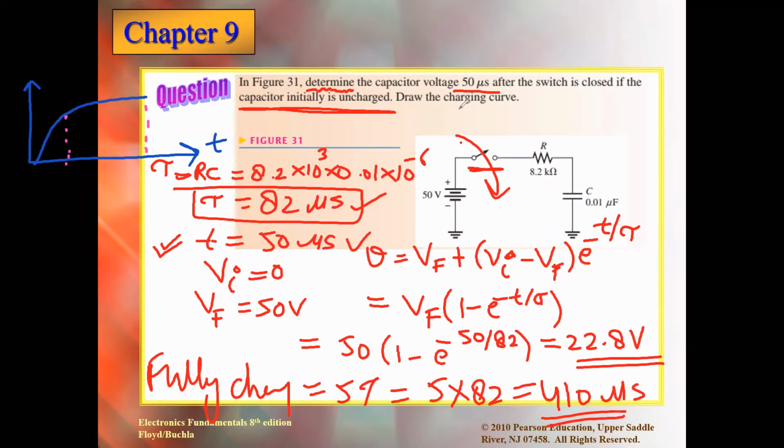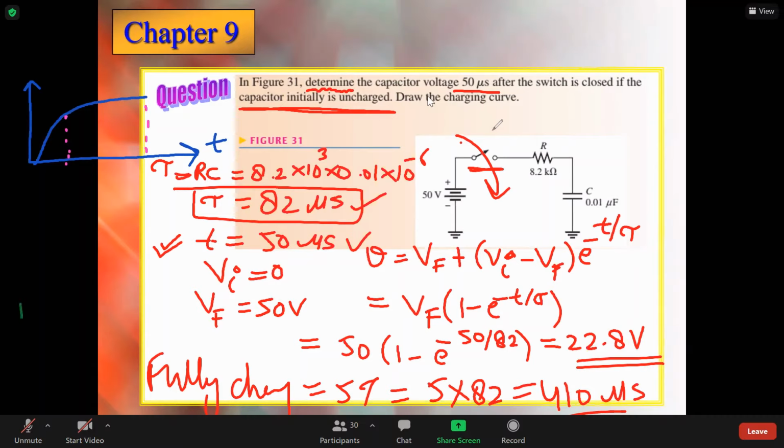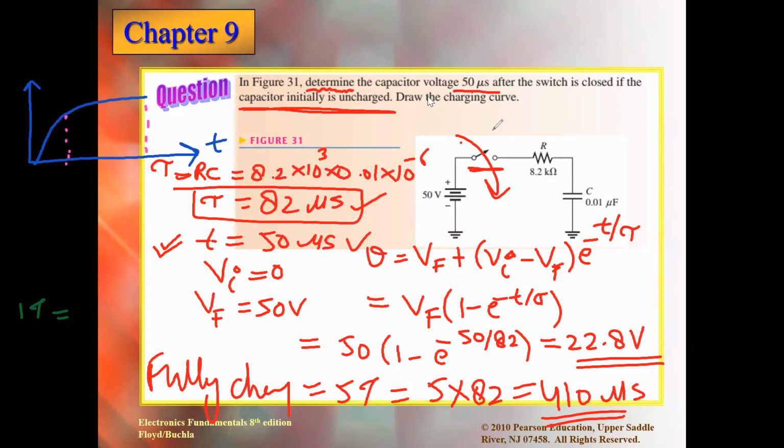How can you get them? 1 tau is 82 microseconds, and 2 tau will be double that. So I can mention this is 1 tau, this is 5 tau, and this way you can draw it. It is there already, I will show you. So if they say draw the charging curve, you can draw that one. See this one.